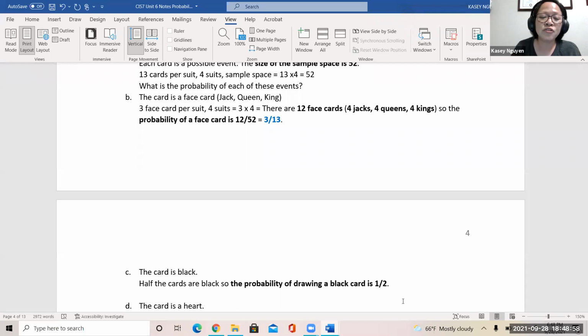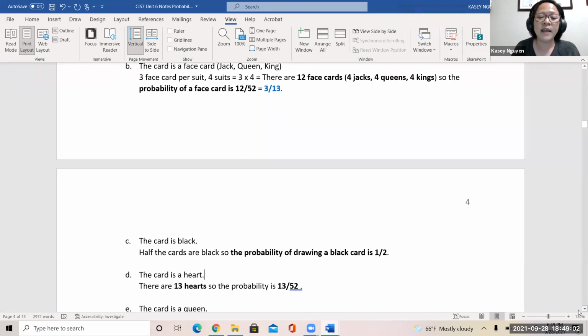What if I wanted to draw a card that's a heart? We know that there is a suit that is a heart, and that means there are 13 hearts in that suit. So that will be 13 over 52.